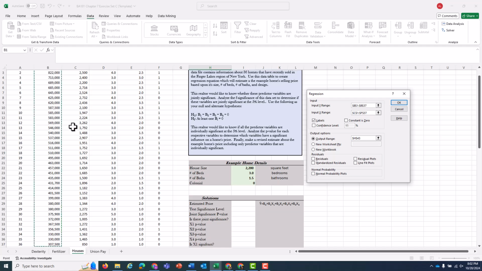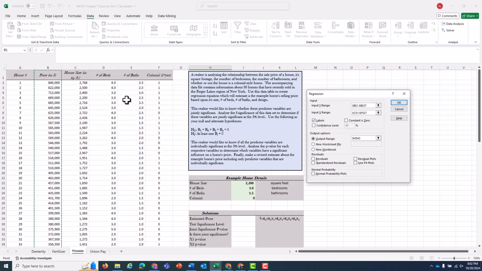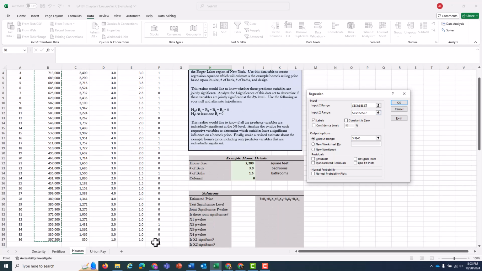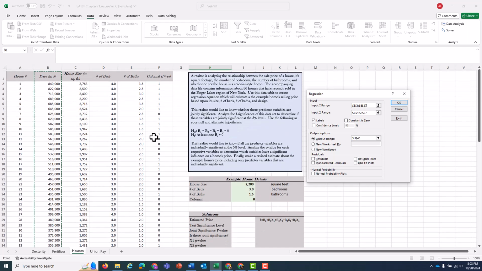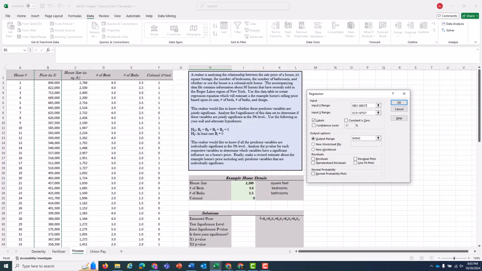So my Y range is going to be everything inside of column B. Our predictor variables are everything in C, D, E, and F, the 4 different variables that we have to help us predict the selling price of this house. And it's already in my X range over here. It'd be C1 to F37. Everything checks out. That's where I want to be. I have the labels listed in here because I used row 1.